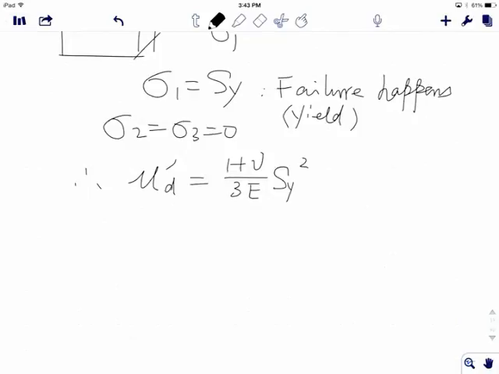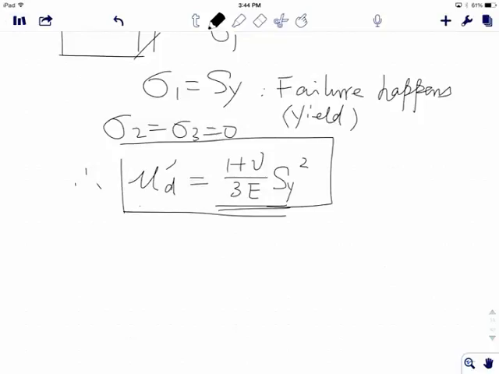Okay, and so why do we need to do that? The reason is that distortional energy is the energy inside the component that causes failure. This is my baseline. It tells me that when you have a distortion energy equal to (1+v)/(3E) times Sy squared, then this is the minimum distortional energy you need to cause failure.